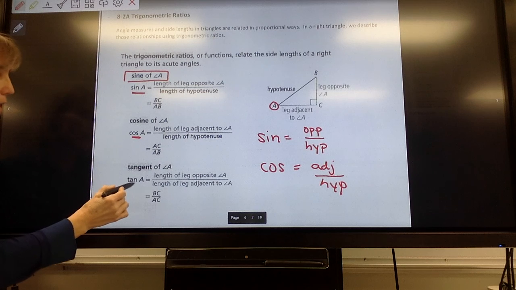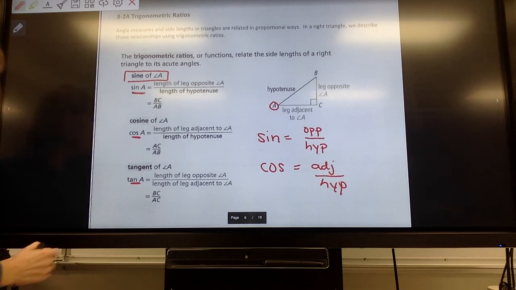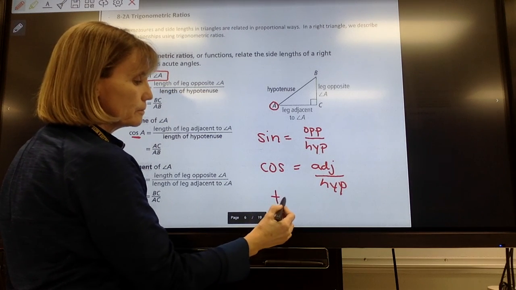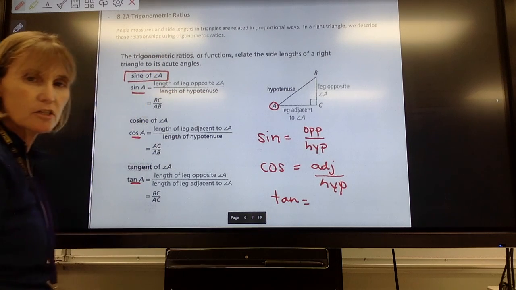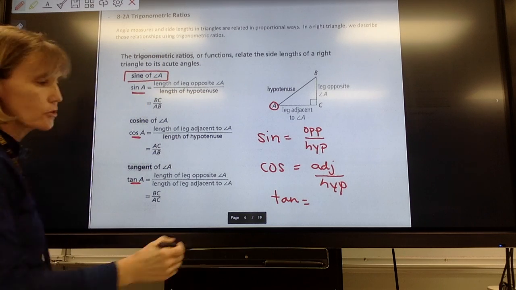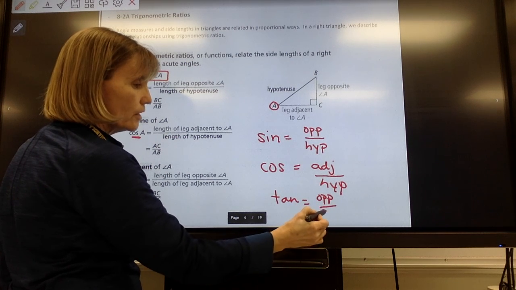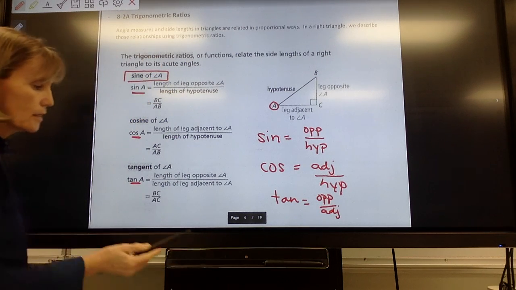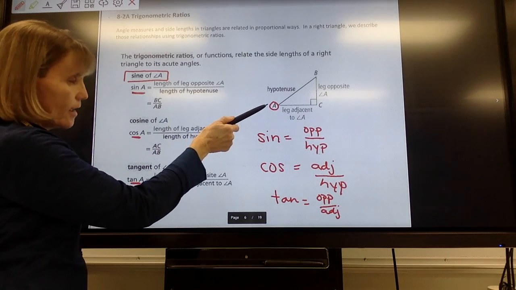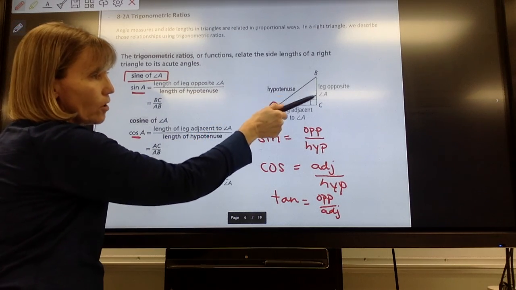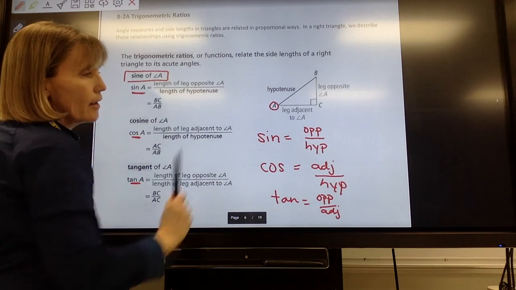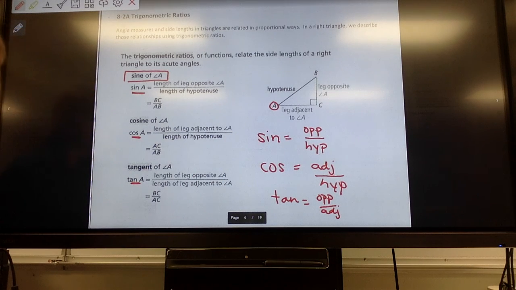And then lastly we have what's called the tangent of A. For tangent, the tangent is the only one that doesn't involve the hypotenuse. The tangent is the opposite leg over the adjacent leg. So we're going to take the side lengths. Here's A again. The opposite leg, however long that is, is going to be divided by however long the adjacent leg is.